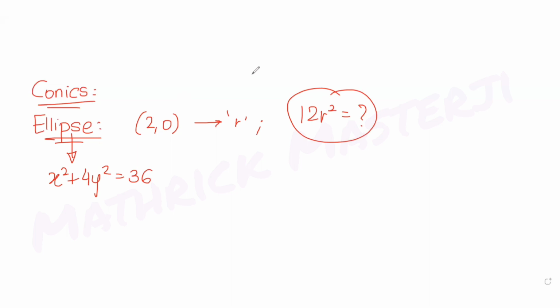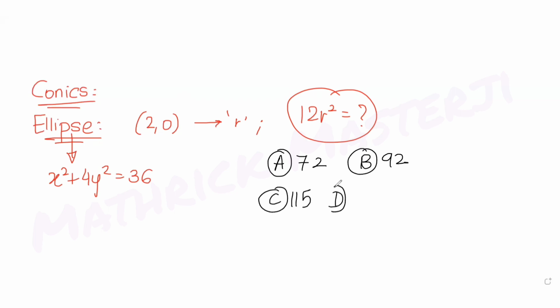The answer choices given to us are 72, 92, 115, and the last one says 69. We need to figure out which one of the answer choices is the correct answer for the question. So let's solve this.